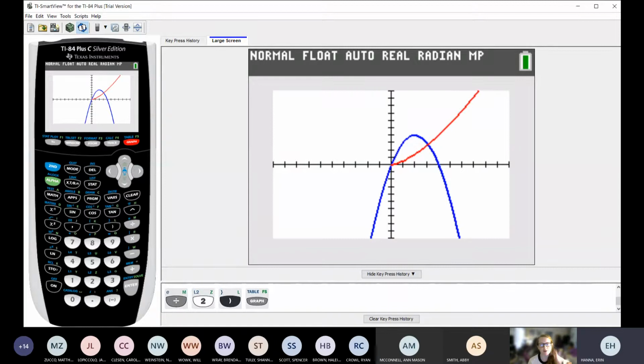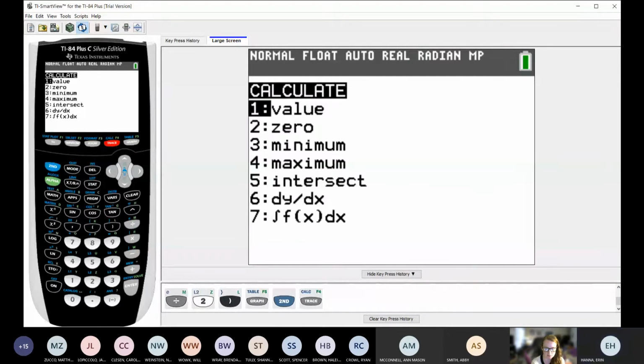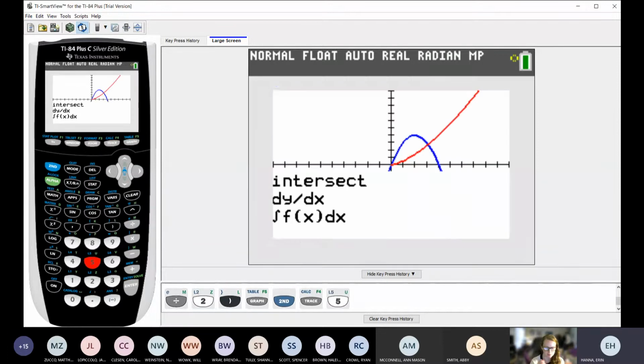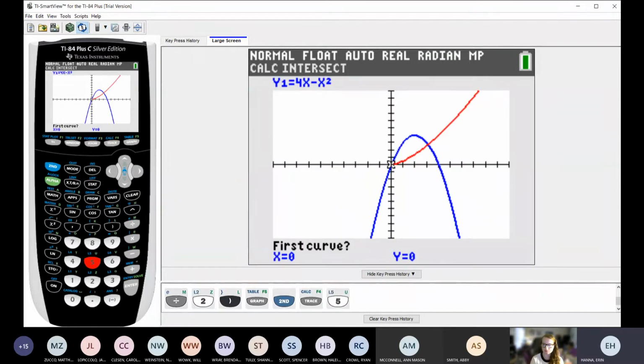There we go. So if we want to find where these two intersect, you're going to press second and the trace button, which is right next to the graph button. So second trace, and then you can either scroll down to number 5 or just hit number 5 on the number pad. If the only two functions you have in the y equals key are the two functions you need, then you can just press enter, enter. If not, you're going to have to scroll up and down between the functions in your y equals key until you pick the ones that you want. But since we only have those two functions, I can just press enter, enter until it says guess at the bottom.